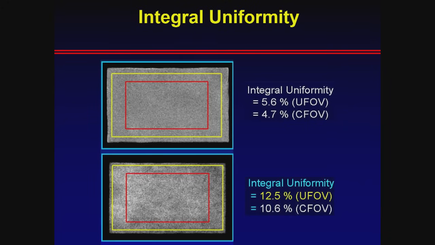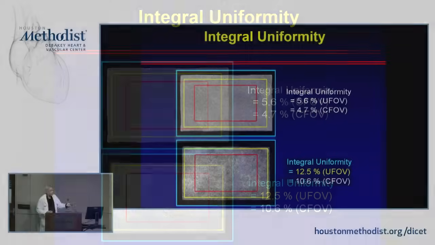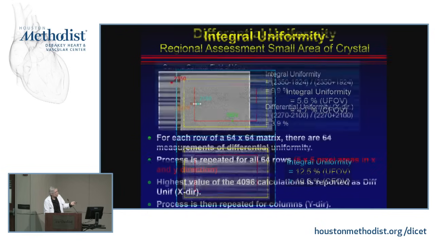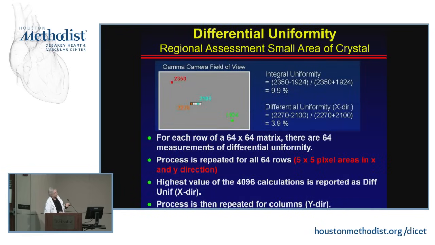So there's something definitely wrong here. I mean, this is very bad. We like to be within 3%, but no more than 5% non-uniformity, okay? And this is looking at the whole crystal.